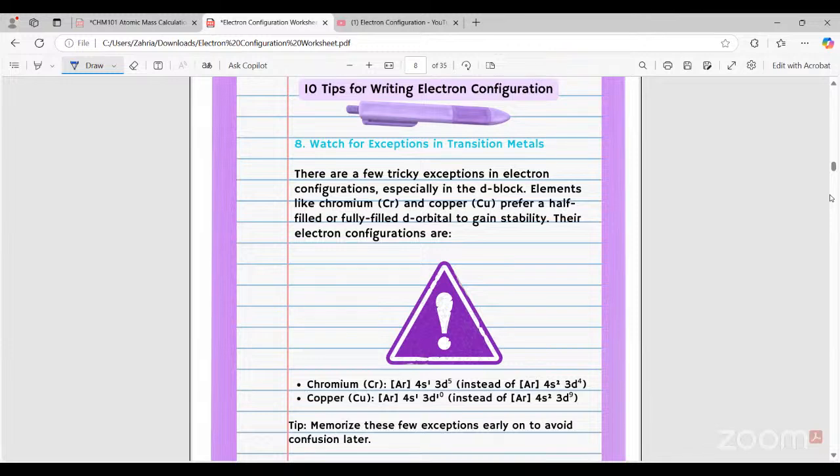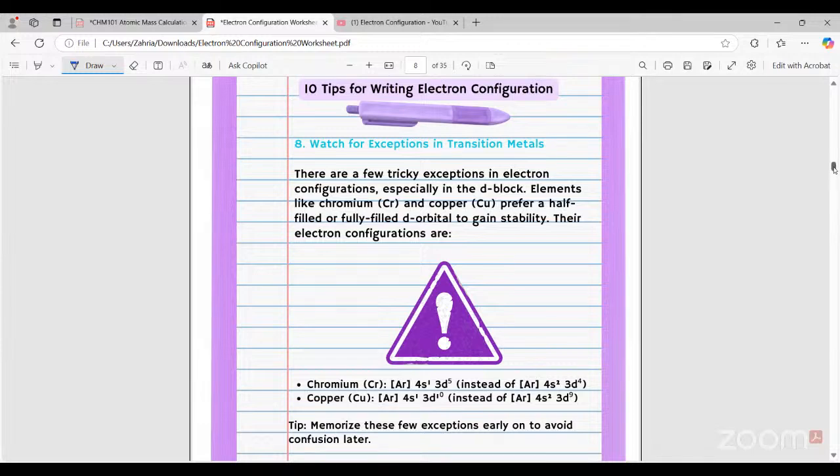Now, these are the exceptions to the rules. D blocks, elements like chromium and copper prefer a half-filled or fully filled d orbital to gain stability. So when you look at copper and chromium, those don't follow the trend per se.